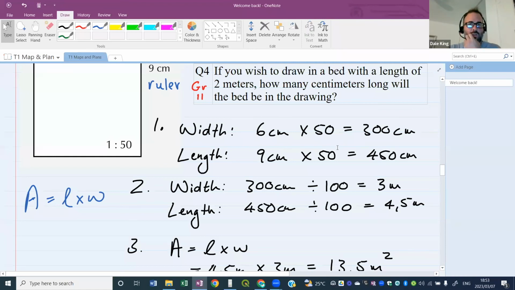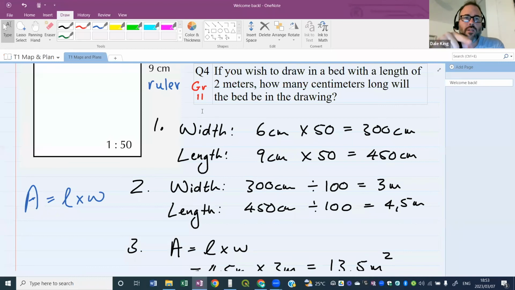Let's read the question one more time. It says, this is a drawing of a bedroom. And they say, if you wish to draw in a bed that has a real length, its real world length is 2 meters, which is normal for a bed, right? Beds are normally 2 meters long.